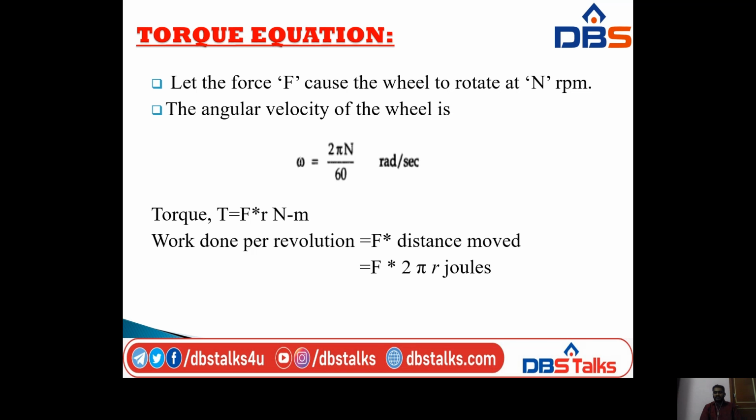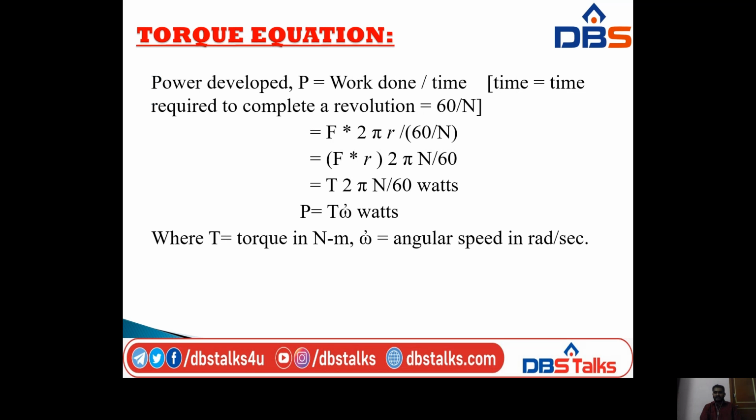From this, work done per revolution is equal to force F into distance moved, that is F into 2 pi r joules, where r is the radius of the wheel. Next, power developed P is equal to work done by time, where the time required to complete a revolution is 60 by n.